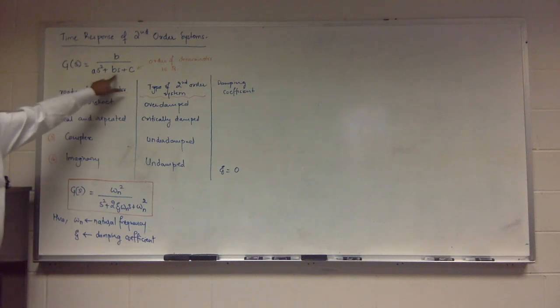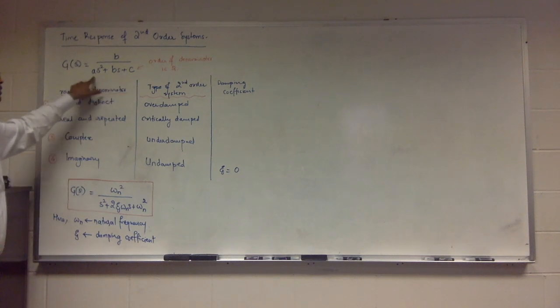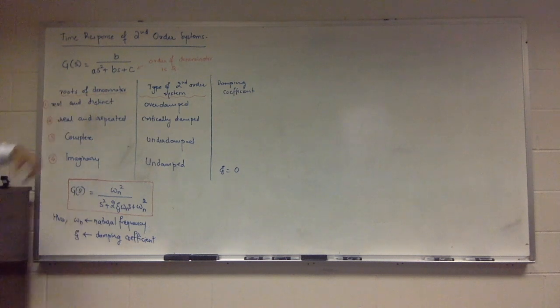This is a second order polynomial, or what else can you call this denominator? It's second order. Second order polynomials are also called quadratic equations. Okay. So if you look at a quadratic equation, the roots can be, these are the 4 options, right? They cannot be anything else. The roots of a quadratic equation are either real and distinct, real and repeated, complex, or imaginary.